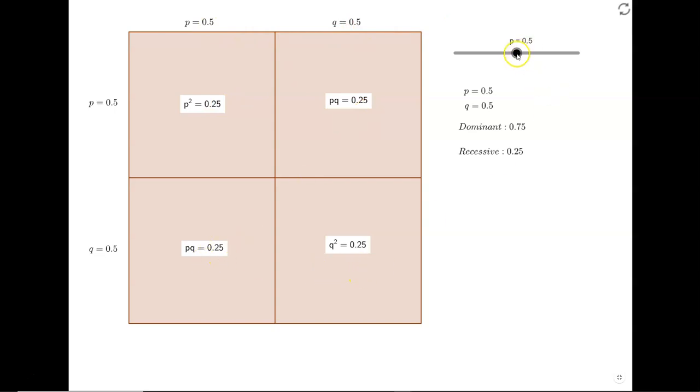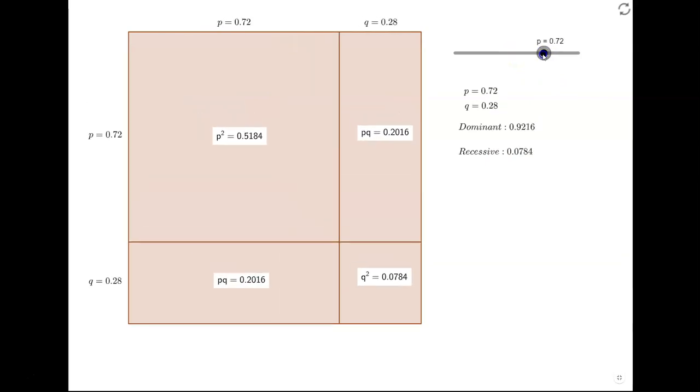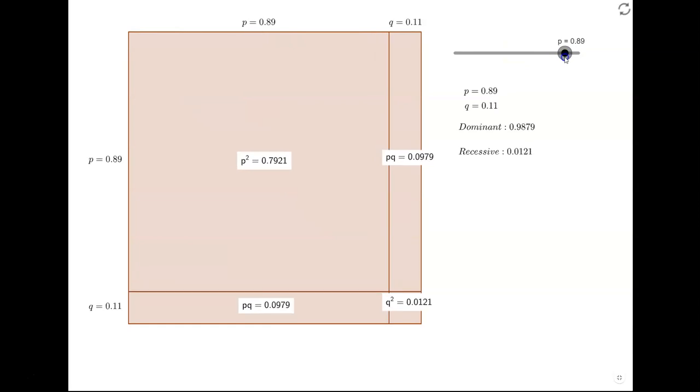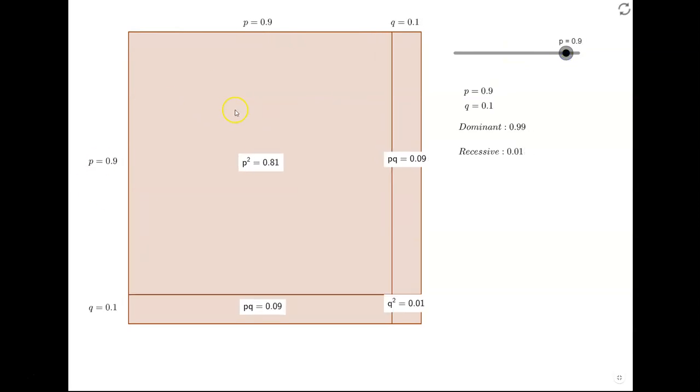Now let's see what happens when we make P very large. What happens to the area of these squares, right? I'm going to bring P up to 0.9, very, very large. You'll notice that the area of P squared gets very, very big, right? 0.9 times 0.9 is 0.81.